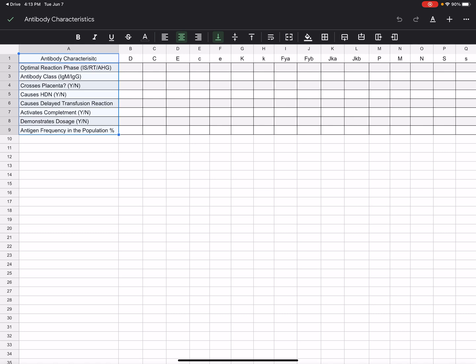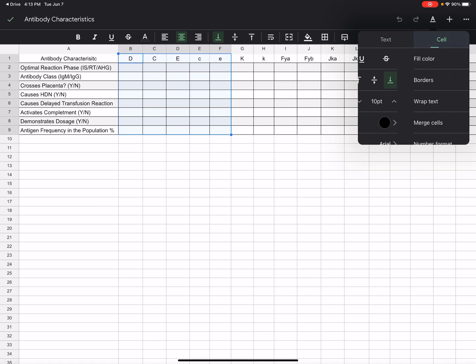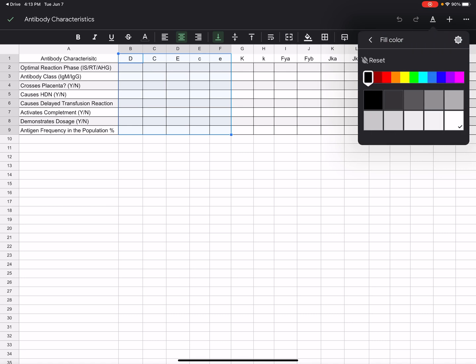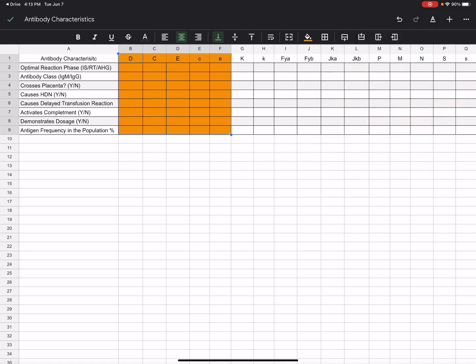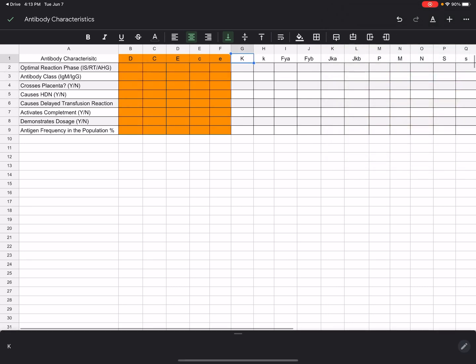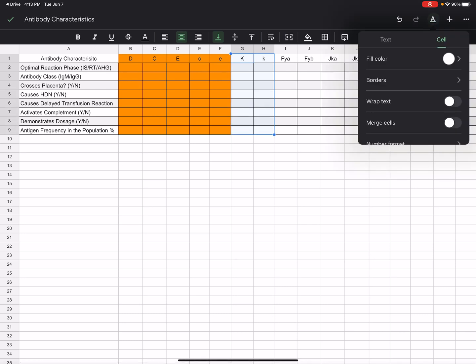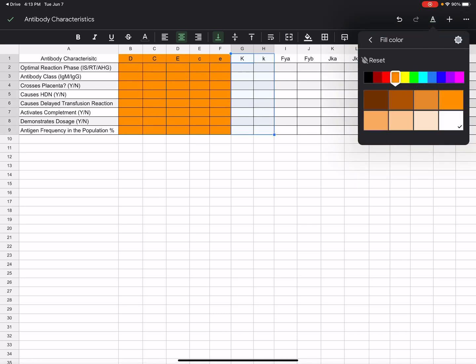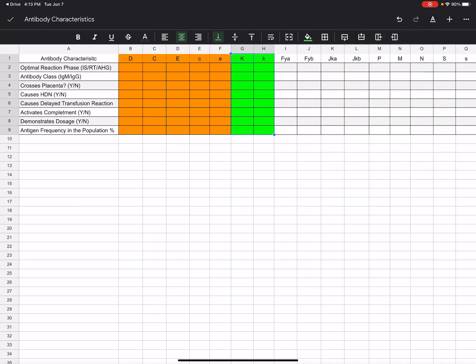But I'm going to come in here and bracket out the groups. So this is the RH group. Let's find some pretty color. We're going to fill with orange, don't ask me why. Kell is another system. Kell is very immunogenic in that if you're Kell negative, which the majority of the population is, when you come in contact with a Kell antigen, you're going to make the antibody.